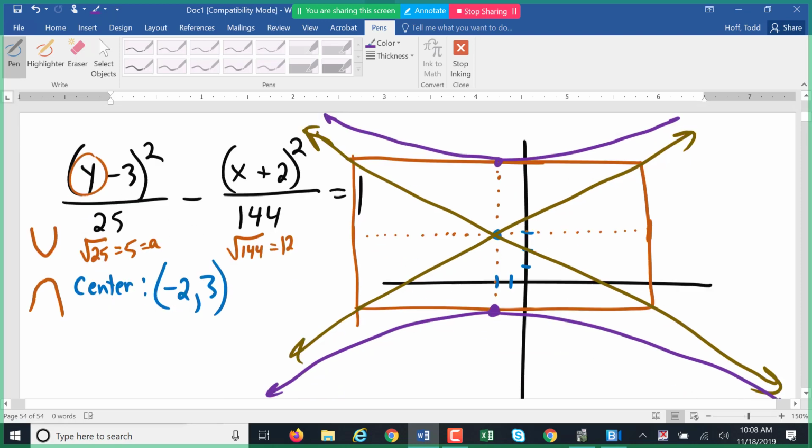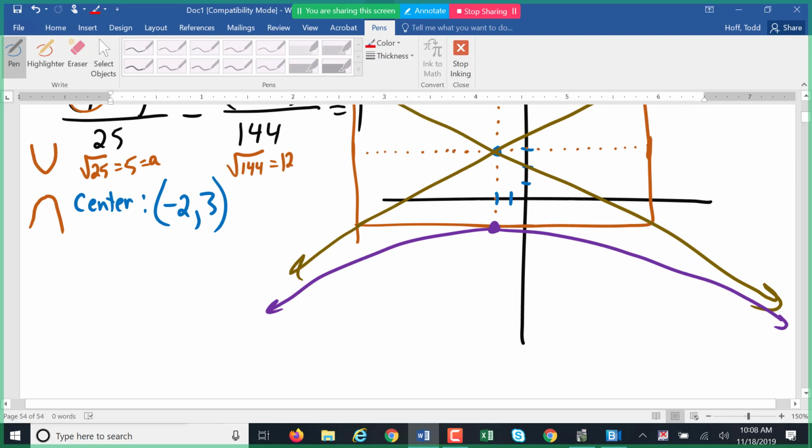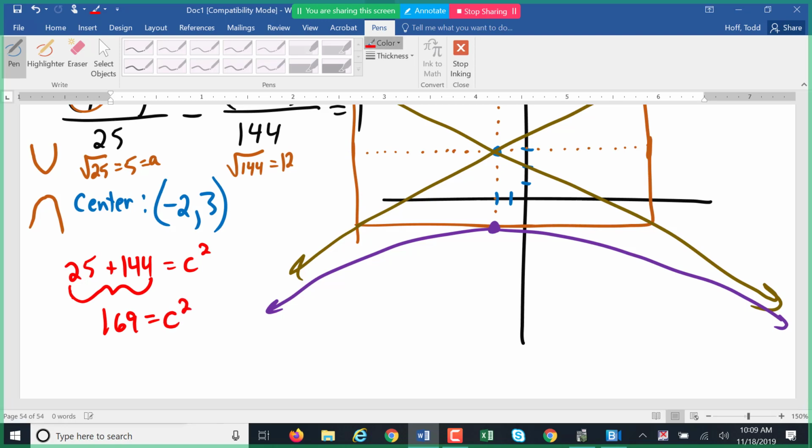We still need to do the foci. Though the foci here, we have 25 squared plus 144 squared equals c squared. Sorry, not 25 squared, but 25 plus 144. a is 5, so a squared is 25. b is 12, so b squared is 144. That adds up to 169 equals c squared. So if we square root that, we get that 13 equals c.